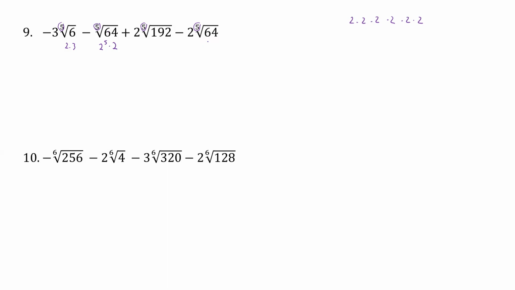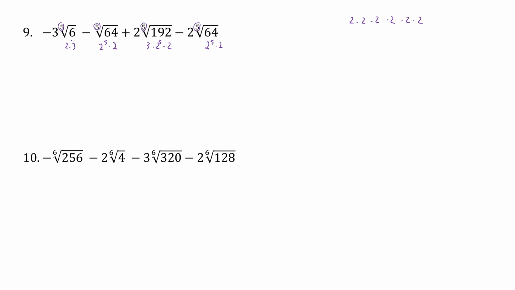And so we know that that one is also 2 to the 5th times 2. And so with 192, that one's divisible by 3. So if we take 192 divided by 3, that's 64. So that's actually 3 times 2 to the 5th times 2. All right, so now we're going to take the fifth root of those.